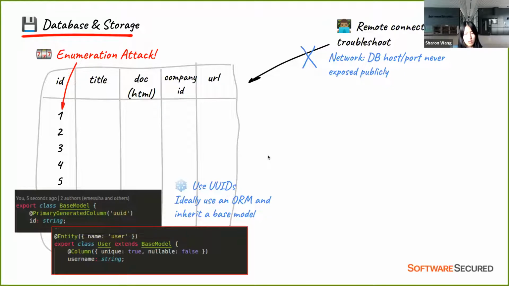So if we use something like an object relational mapper, or ORM, and we define a base model, we can set our primary key to be a UUID. And then anything we create on top of that, any new tables, any new objects, will have that UUID primary key by default. And then we can throw in anything else on top of that, username, first name, etc. Okay, all right. Well, that's solid then, I guess.